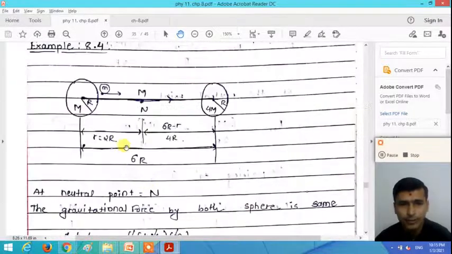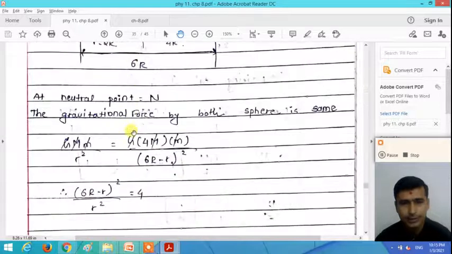So first, here we found the neutral point. Where did we find the neutral point? The neutral point is at a distance 2r from the center of the first sphere. Understand or not?